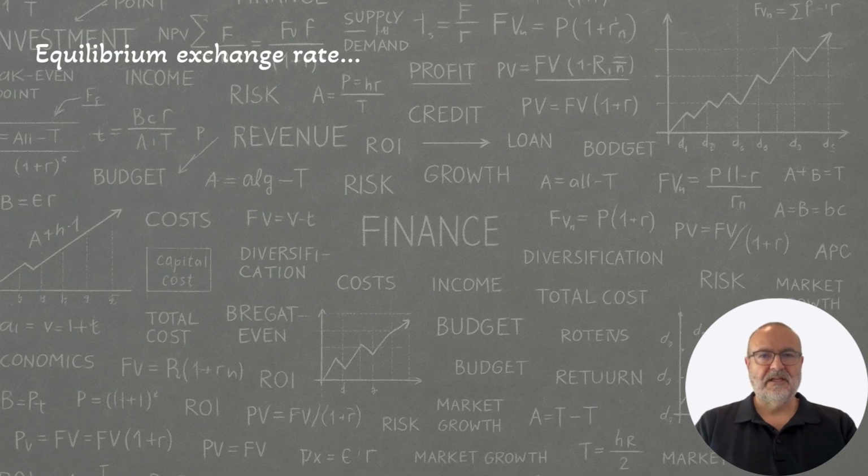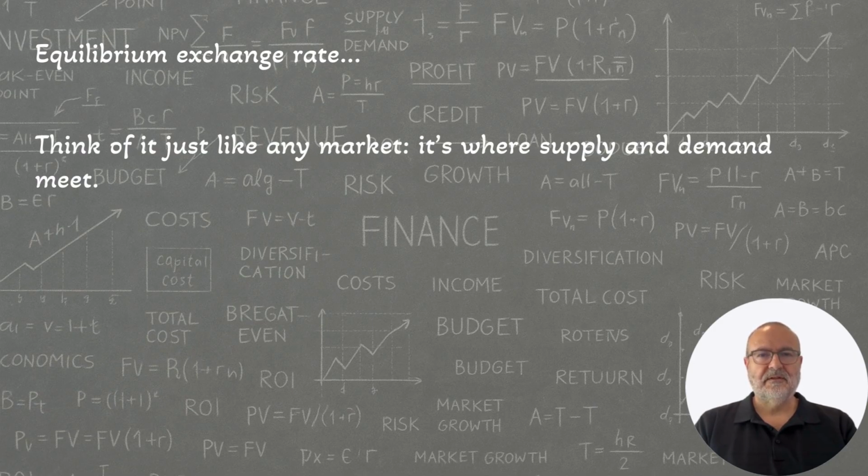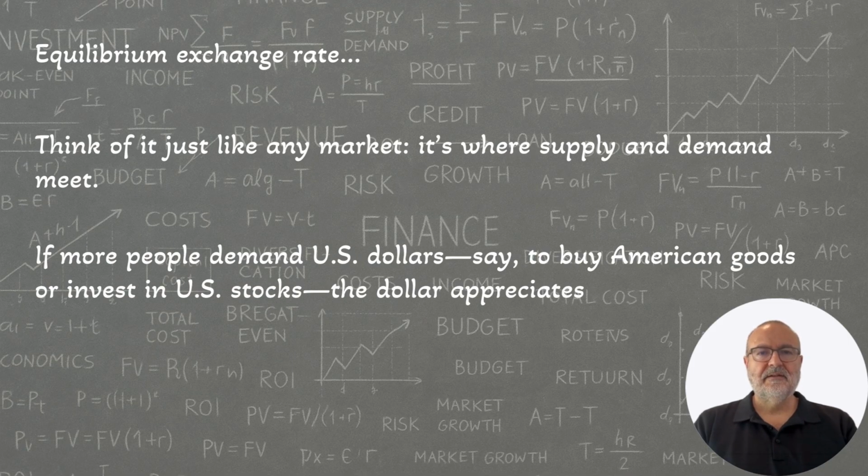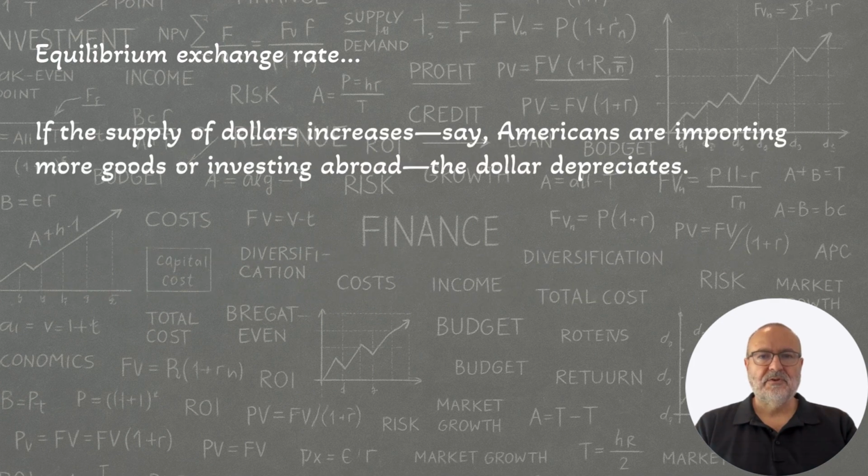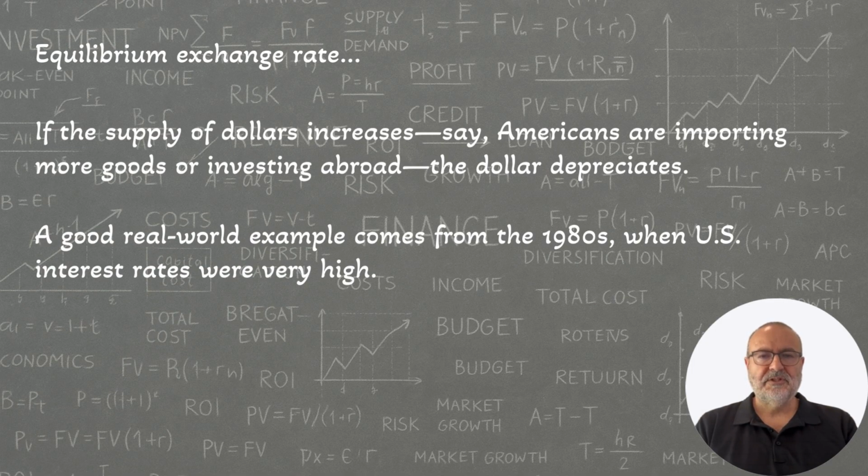So, how is the equilibrium exchange rate determined? Think of it just like any market. It's where supply and demand meet. If more people demand US dollars, say to buy American goods or invest in US stocks, the dollar appreciates. If the supply of dollars increases, say, Americans are importing more goods or investing abroad, the dollar depreciates.